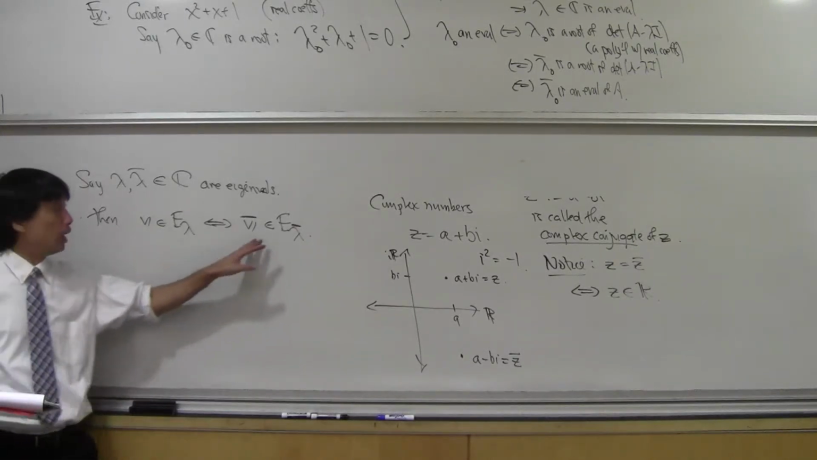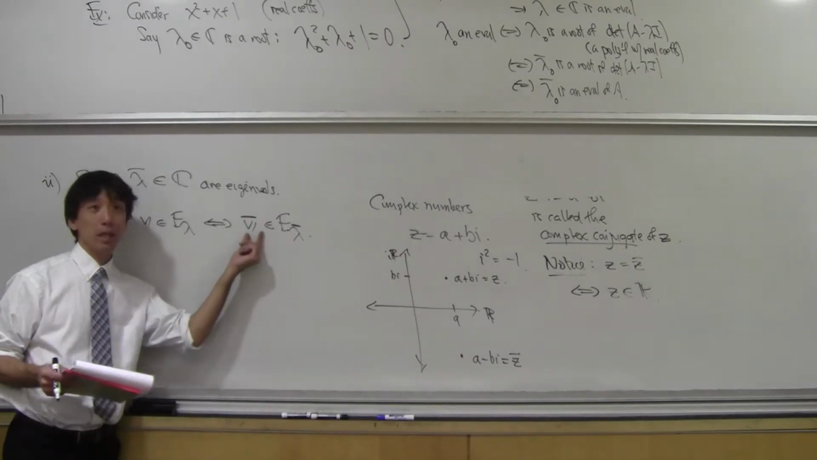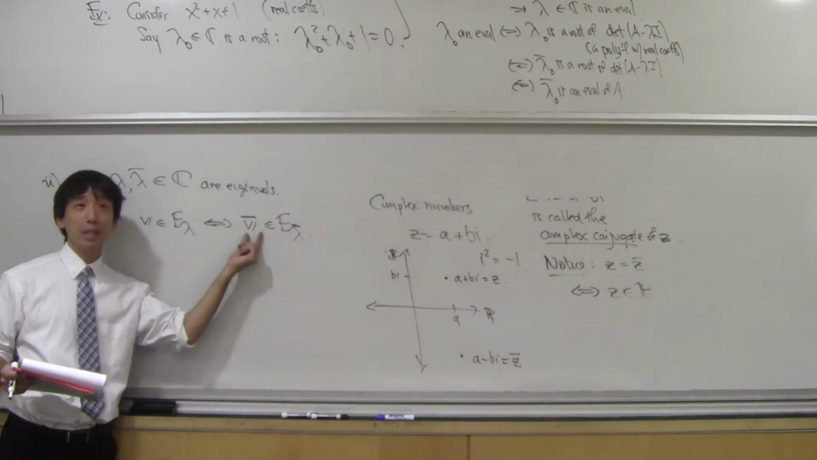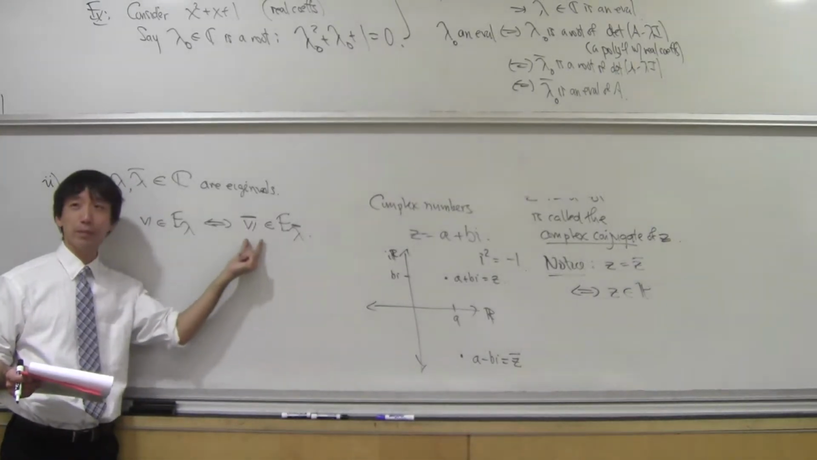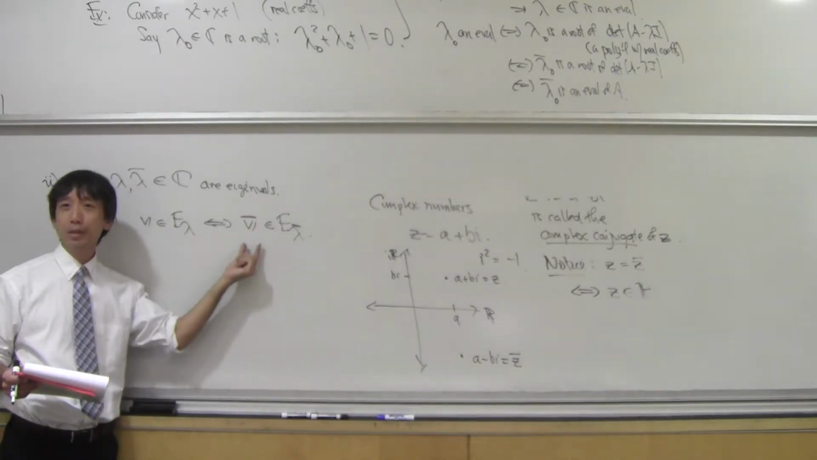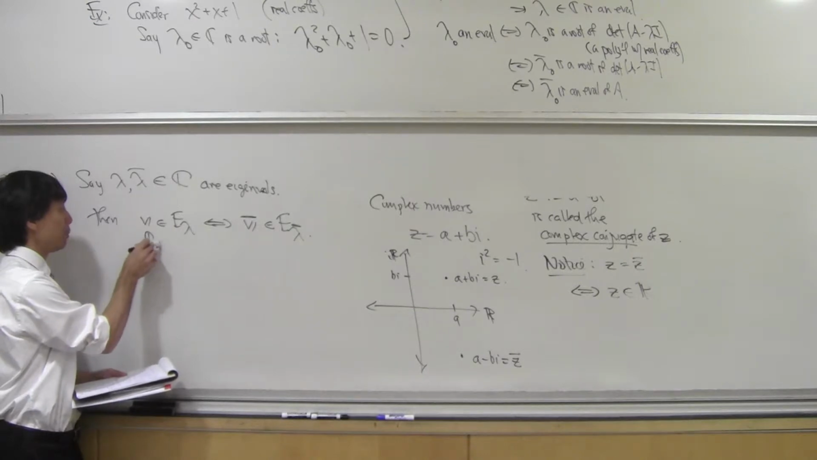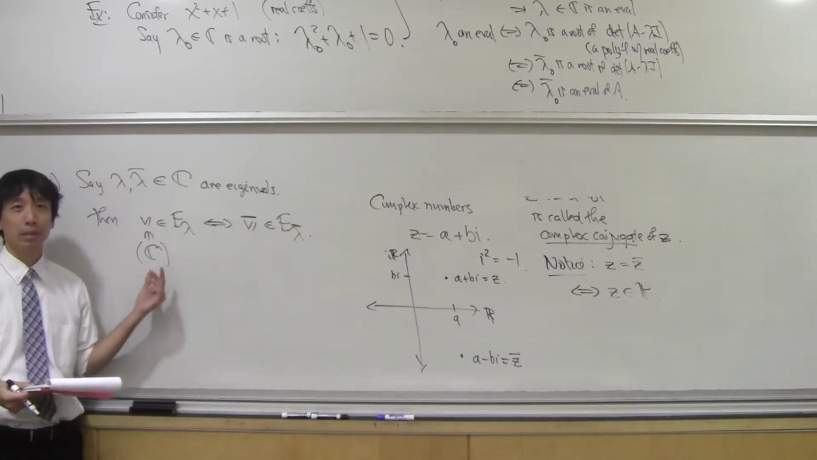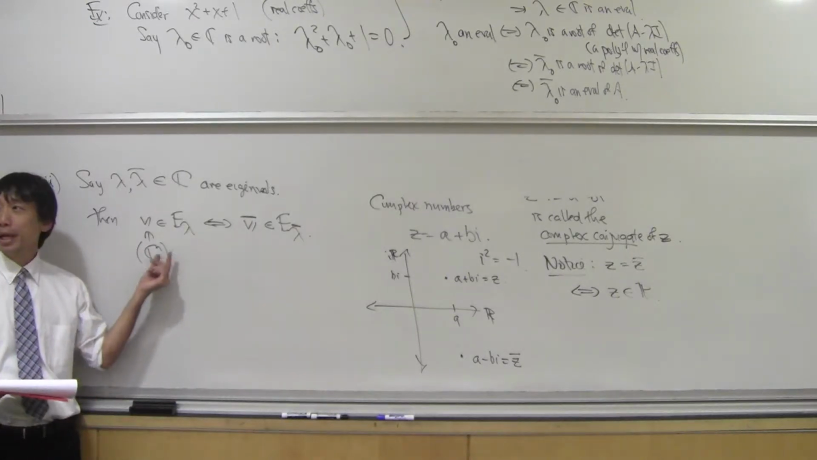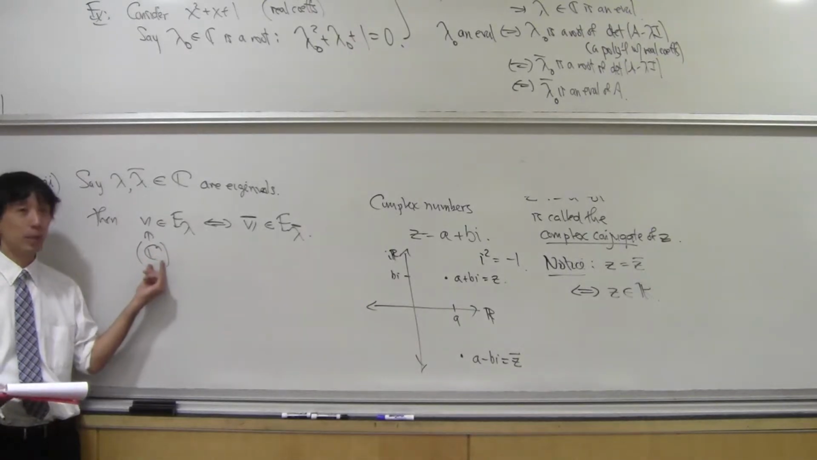When I say the conjugate of a vector, I mean that you take the complex conjugate of each of the entries. So this vector is now a complex vector, right? It has n components, each of which is a complex number.